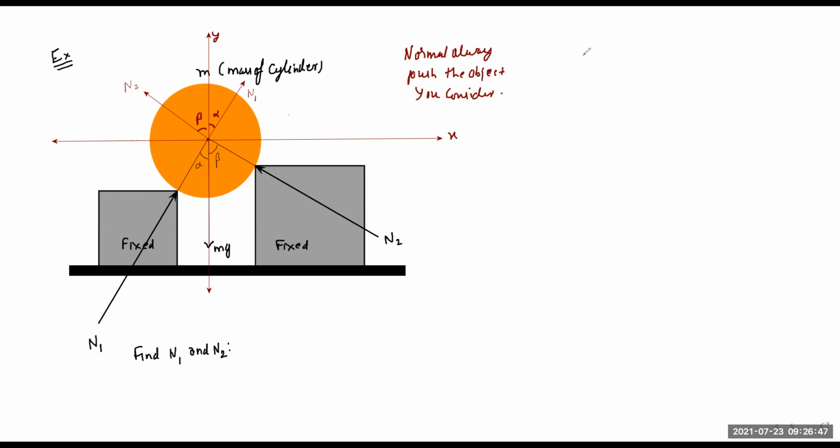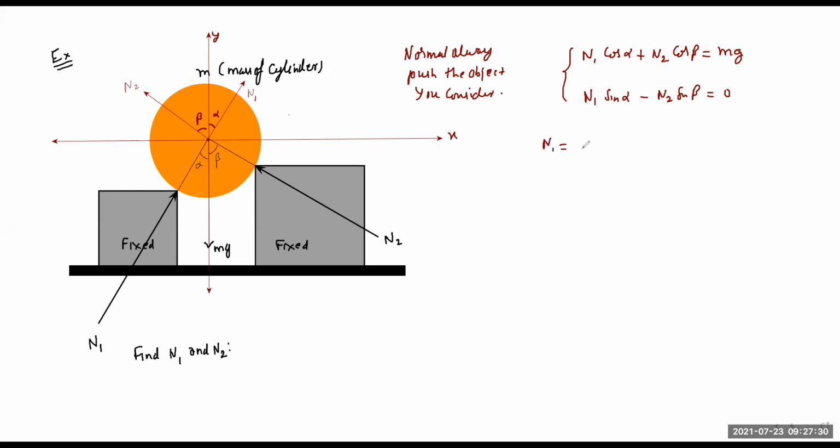So the equations that you should get are N1 cos alpha plus N2 cos beta equals mg, and N1 sin alpha minus N2 sin beta equals 0. Sir, I got the same equations. If the equations are the same, then you will get the right answer. So are you getting these equations? Yes, sir, same equations. So then I think absolutely you should get the same answer.